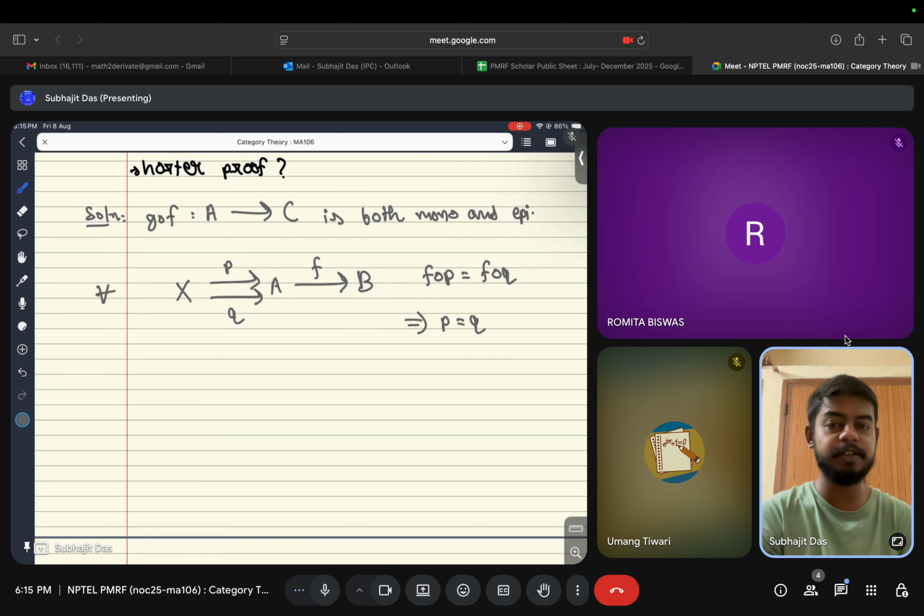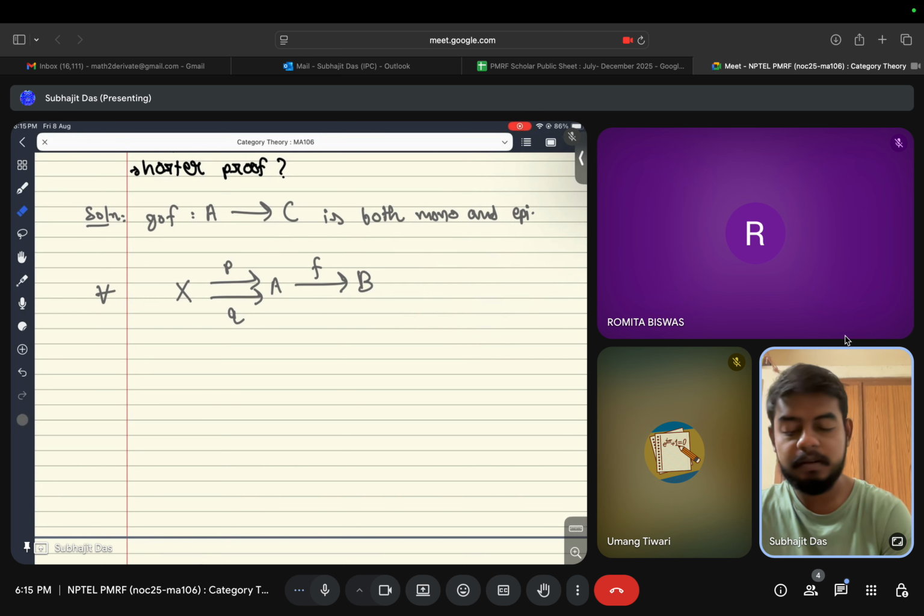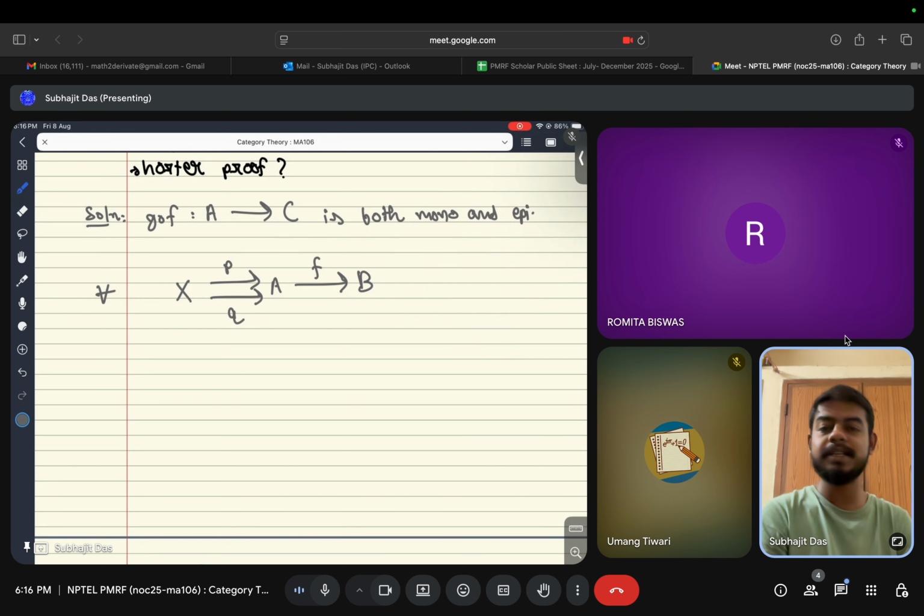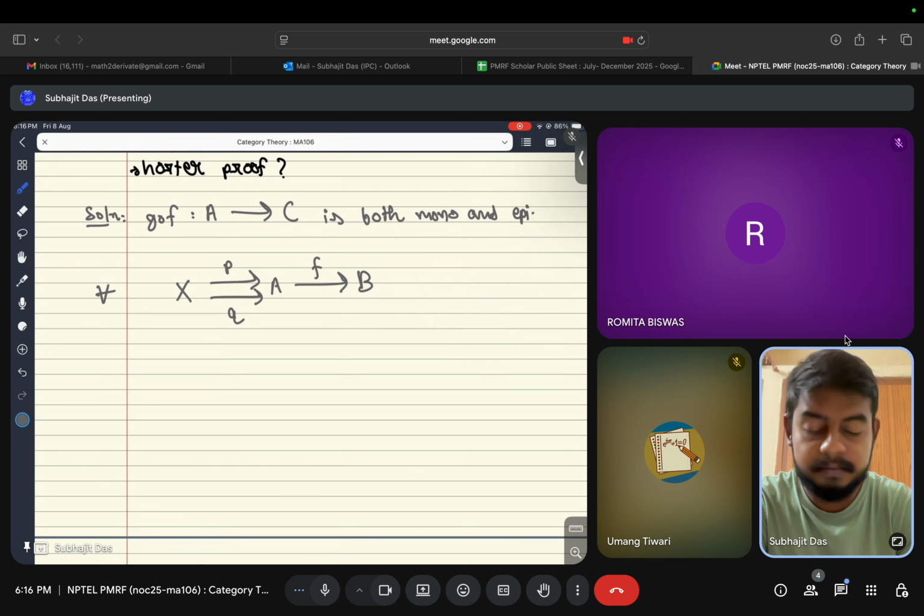Now how do we exactly show this? We know that G composed F is both mono and epi. So in particular, G composed F is a mono. So take arbitrary P and Q such that F composed P is F composed Q. Then what can I say?